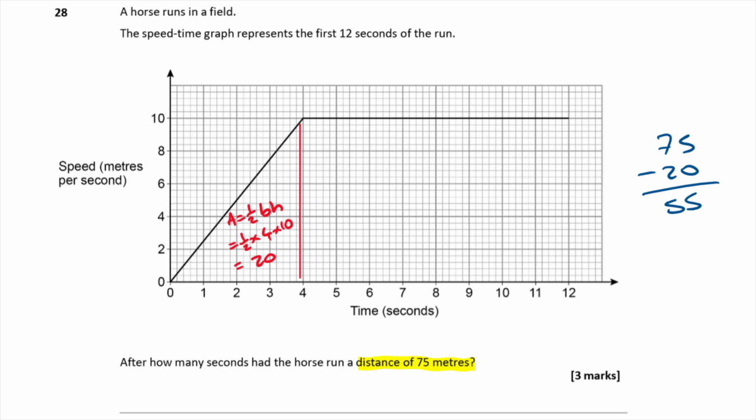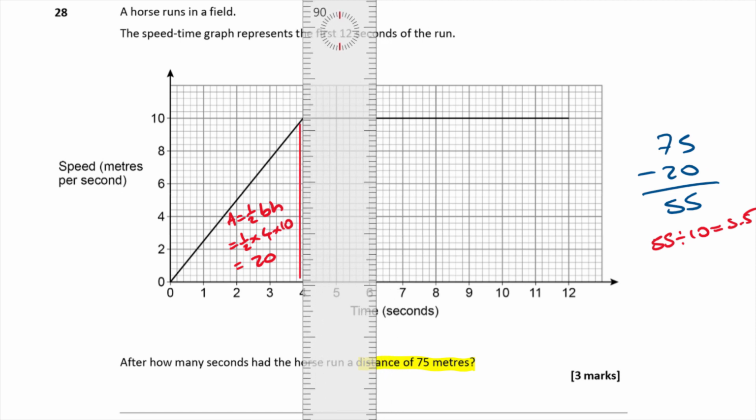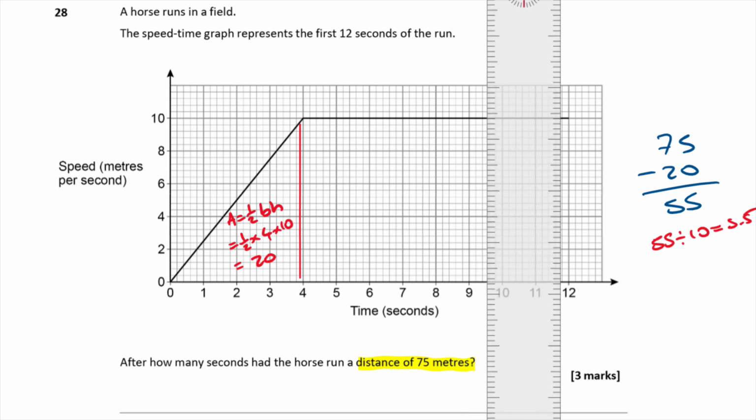So this rectangle needs to have an area of 55 so that the whole area is going to be 75. Now the height of this rectangle is 10 because that's the height it's at. So 10 times something is 55. What is the something? It's going to be 5.5, isn't it? So 55 divided by 10 is 5.5. That means the other line of my rectangle has to be 5.5 units beyond 4, so it's going to take me up to 9.5.